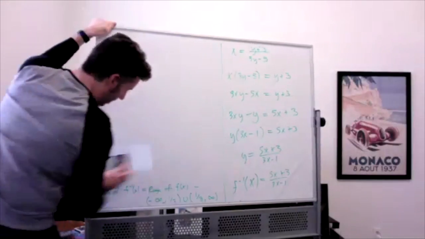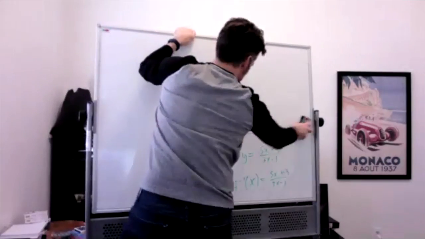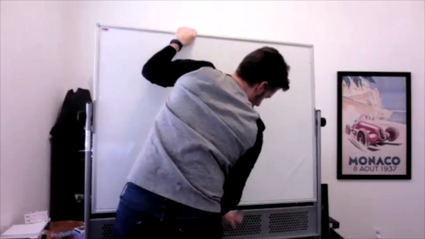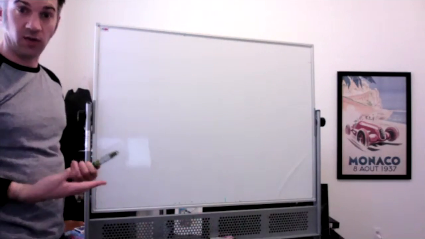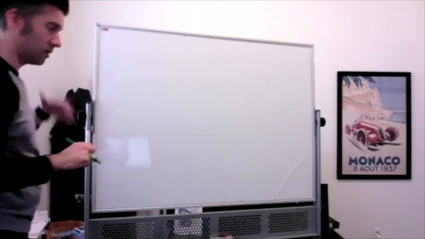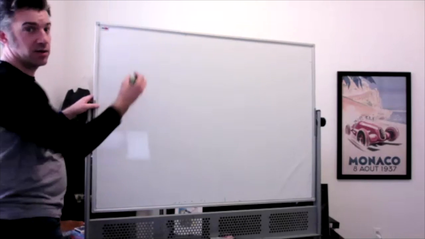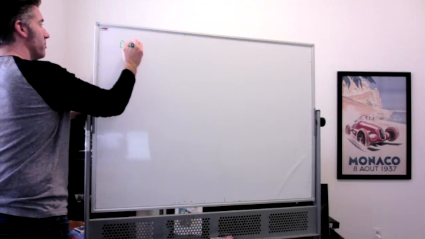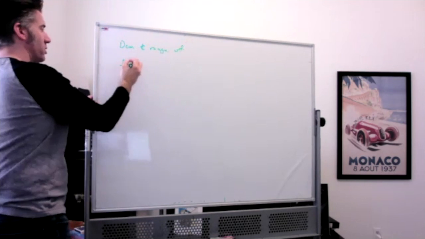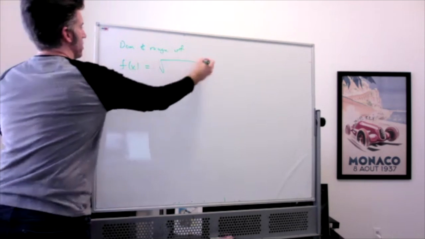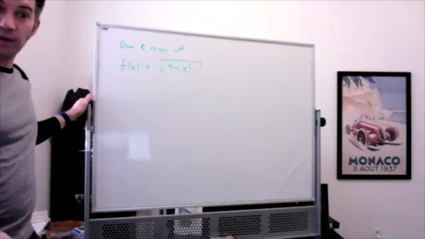Not every function can be done this way because not every function is invertible. To be invertible, a function has to pass the horizontal line test, meaning if you draw a horizontal line, it can only go through at most one point. Here's an example that doesn't follow that. So what about the domain and range of the following function, f of x equal to the square root of 9 minus x squared? Let's talk about domain first.